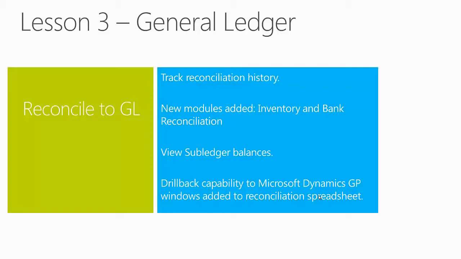Secondly, new modules have been added, including inventory and bank reconciliation. Third, the Reconcile to GL window will now show you your subledger balances. And the last new feature is that drill back capability has been added to the Microsoft Dynamics GP window from the reconciliation spreadsheet. So let's go ahead and take a look at the new features for the Reconcile to GL utility.